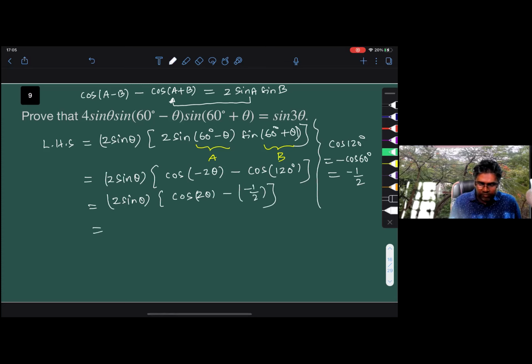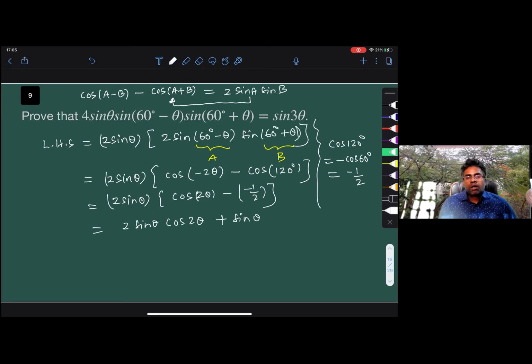And then let's take this 2 sine theta inside. So I distribute it. So I'll get 2 into sine theta into cos 2 theta. That minus minus will become plus. So I have this 2 sine theta brought inside. So the 2 disappears. I will get plus sine theta.